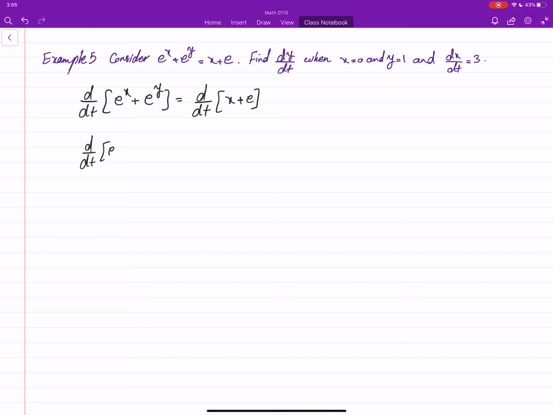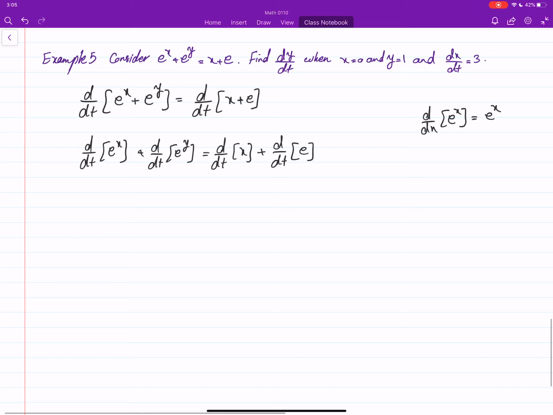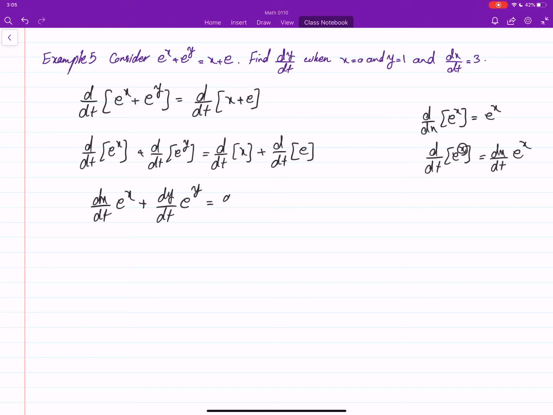So this gives us d/dt of e to the power x plus derivative of e to the power y equals derivative of this guy here, 3x plus derivative of e. Okay, so you see, when we had the function e to the power x and we were differentiating with respect to x, it would give us e to the power x. But now we are differentiating with respect to another variable. It means that this x now you need to take as a function of t, and then you will get dx/dt times e to the power x. And as you can see here, then we have dx/dt e to the power x, dy/dt e to the power y equals dx/dt.